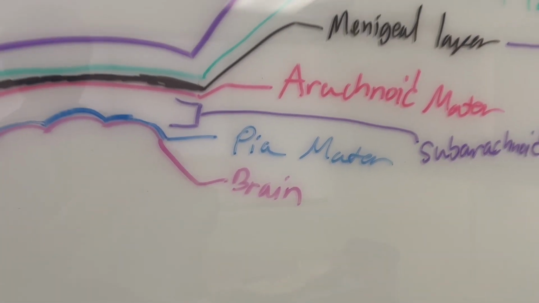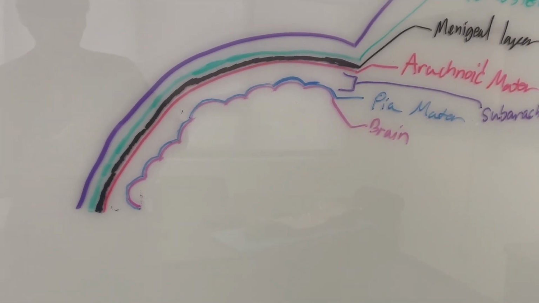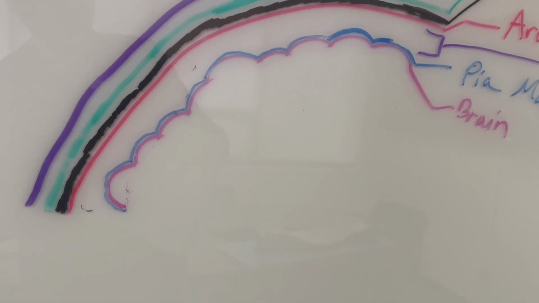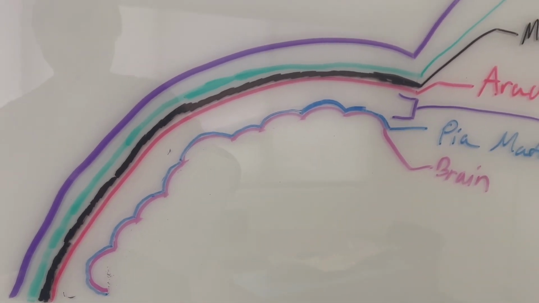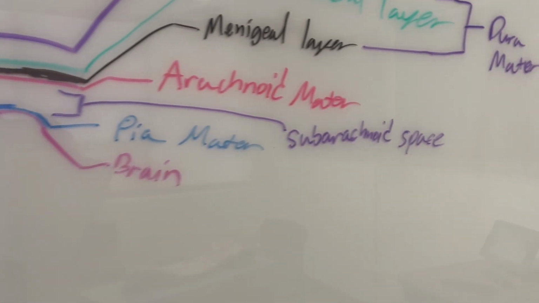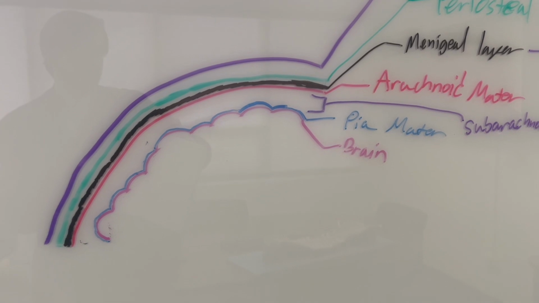is the pia mater. The pia mater is the only layer of the meninges that's actually touching the brain. It covers the top of the brain and, again, is kind of contributing to the area that's around that space that is the subarachnoid space. But the pia mater is directly on top of the brain.